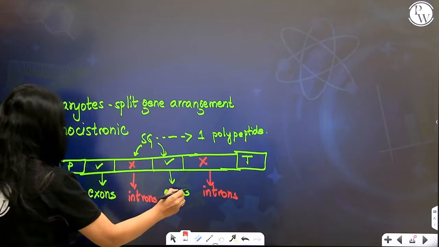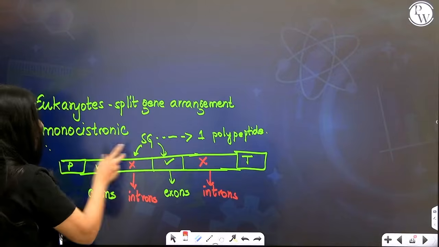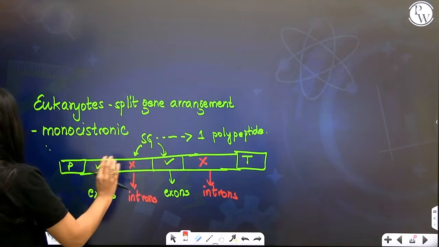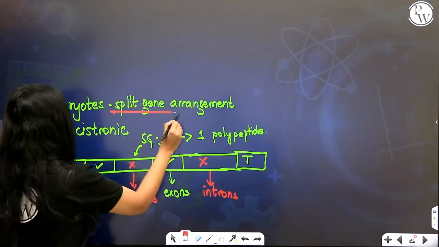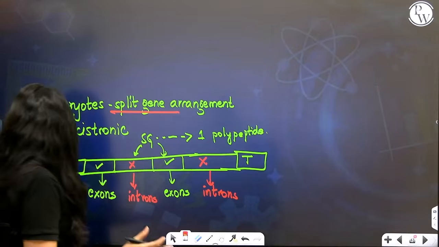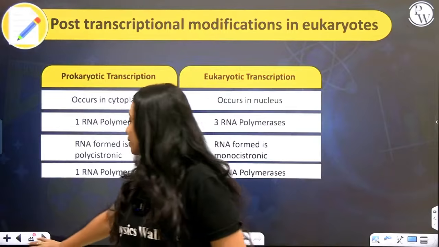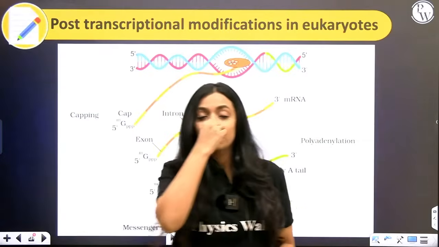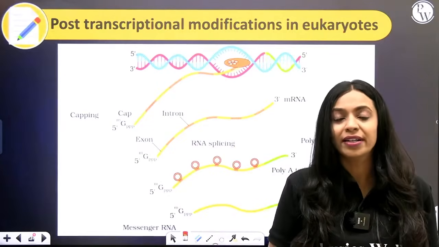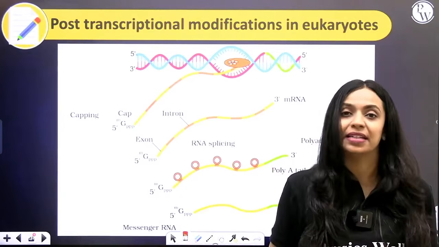Since the regions that contain information, the exons, are split and interspersed by introns, we say that the genes in eukaryotes are split genes. Now, when transcription happens within the nucleus, RNA polymerase cannot distinguish whether it is an intron region or an exon region, and transcribes accordingly. All it does is, whatever is present between the promoter and terminator, it goes on transcribing the entire sequence.